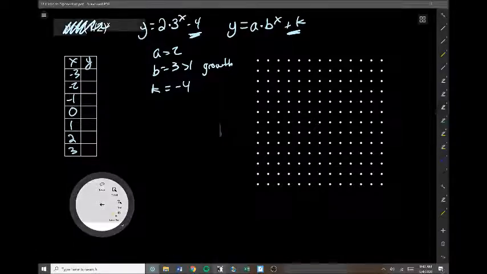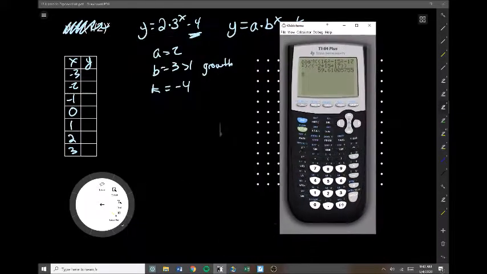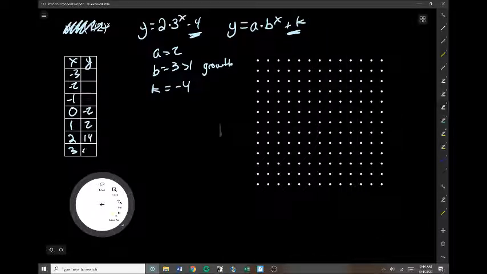I'm going to do this in my calculator just to show you that it can be done in your calculator and can be done pretty quickly. If I plug in 0 for x, that's 2 times 3 to the 0 minus 4. That's me plugging in 0. 2 times 3 to the first minus 4. That's me plugging in 1. 2 times 3 to the second minus 4. That's me plugging in 2. And I'll do one more. 2 times 3 to the third minus 4. So I got the values of -2, 2, 14, and 50.